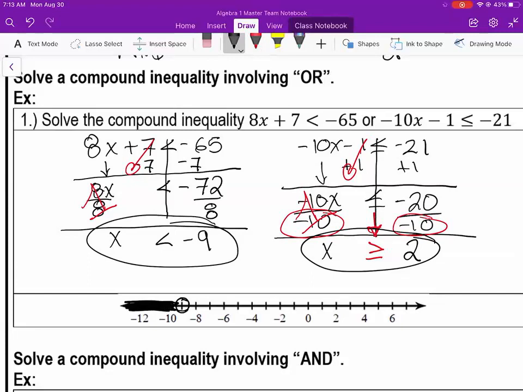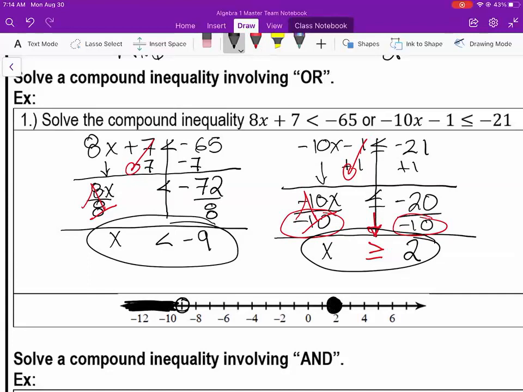All right, now the second one, we got x is greater than or equal to 2. Well, it says equal to, which means we're gonna have a closed circle at 2.